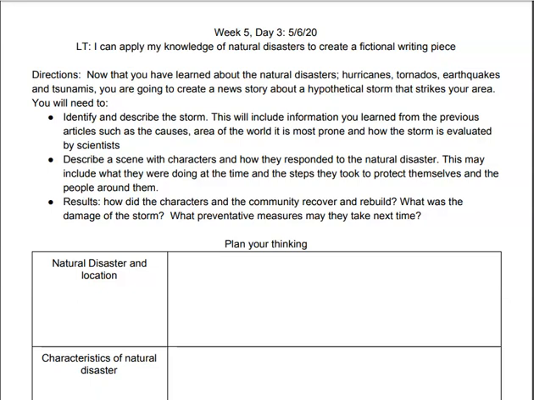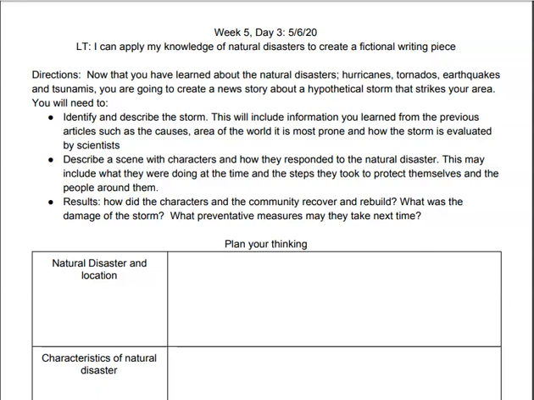Good morning, ladies. So today our learning target is: I can apply my knowledge of natural disasters to create a fictional writing piece. What we're going to do is a first read of this, and I'm going to go over what is expected. And then I'm going to show you my example and how I planned mine out.